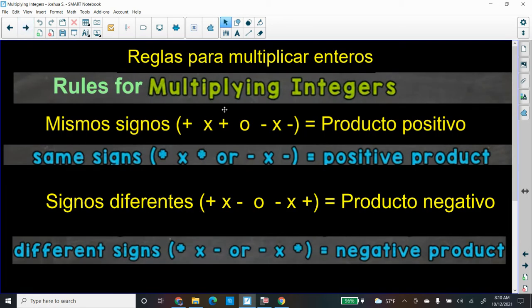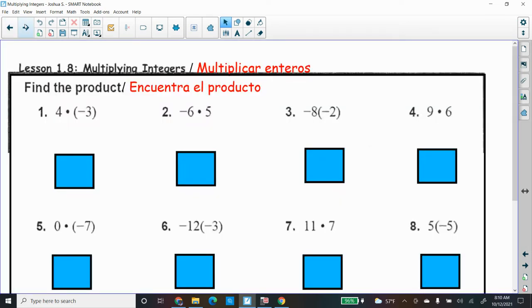The rules for multiplying integers: remember, the same signs, whether it be positive and positive or negative and negative, always equal a positive product. But if the signs are different, like a positive times a negative or a negative times a positive, it'll equal a negative product. So we say same signs positive, different signs negative. So let's try some. Here's some examples we can do.